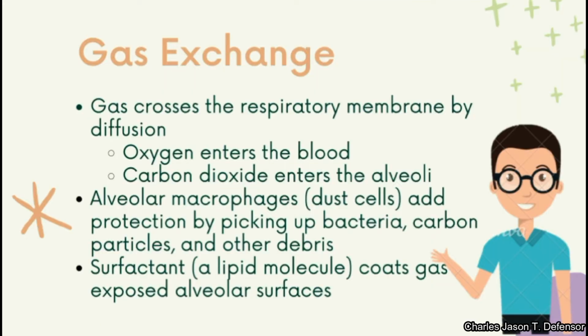Gas exchange. Gas crosses the respiratory membrane by diffusion, from high concentration to low concentration. Oxygen enters the blood for the regulation of cells in the body. Carbon dioxide enters the alveoli for it to be exhaled out of the lungs. Alveolar macrophages, or dust cells, add protection by picking up bacteria, carbon particles, and other debris. Surfactant, a lipid or fat molecule, coats gas-exposed alveolar surfaces. It reduces the surface tension of air in the lungs.